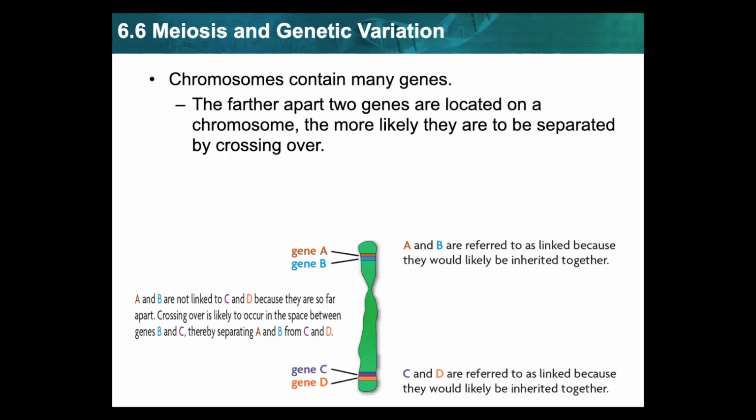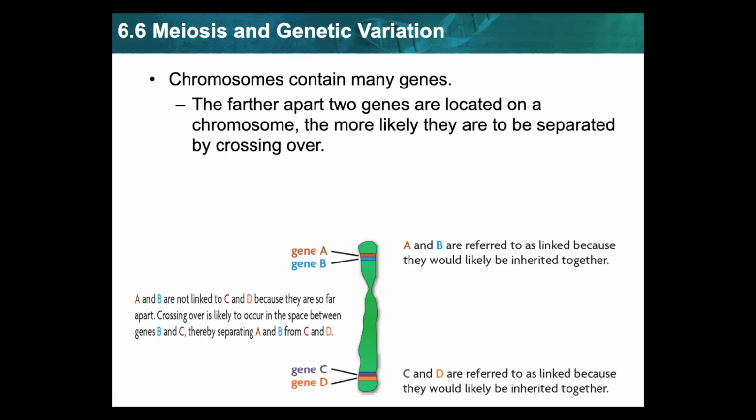So chromosomes contain many genes, and the farther apart two genes are, the more likely they are to be separated by crossing over. And so if you see on this chromosome down here, you have genes A, B, C, and D. What we would say on here is that A and B are pretty linked together. It's pretty hard to separate A from B. It can happen, but they're so close together, usually they're gonna be swapped together. But C and D are so far apart from A and B, it's very easy to separate them and swap A and B while keeping C and D on there.